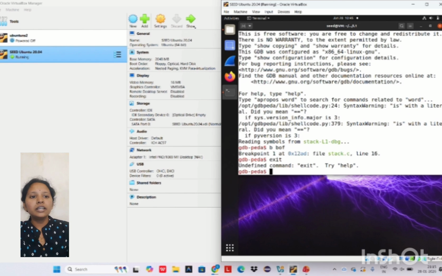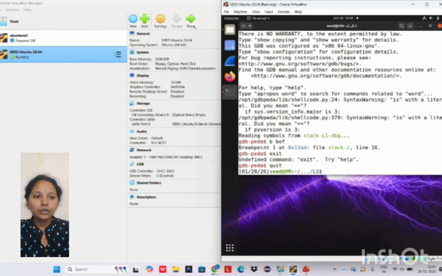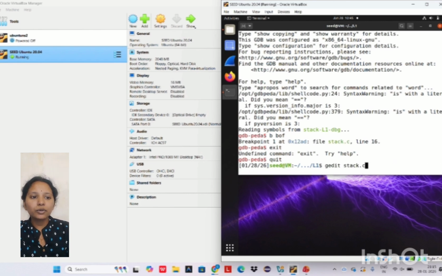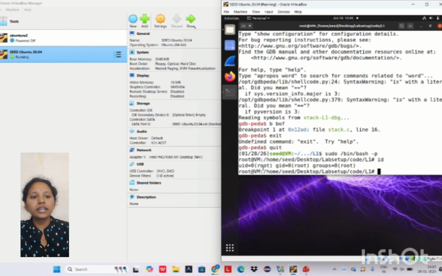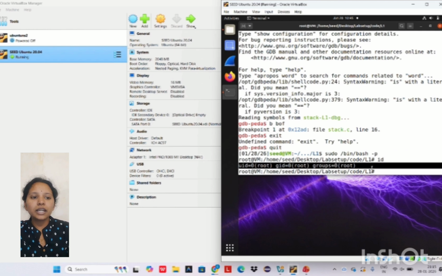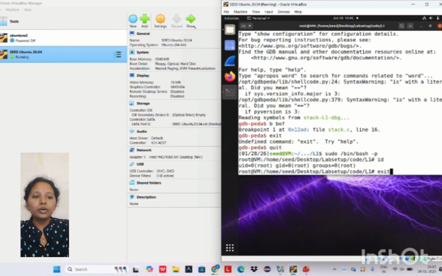In level 1, the introductory level, the main objective is to understand how the buffer overflow occurs. At this level, the vulnerable program allows simple overflowing of the buffer, and the attacker's goal is to override the return address and redirect execution, usually to inject shellcode. This level helps in understanding the stack layout and the basic concept of control flow hijacking.